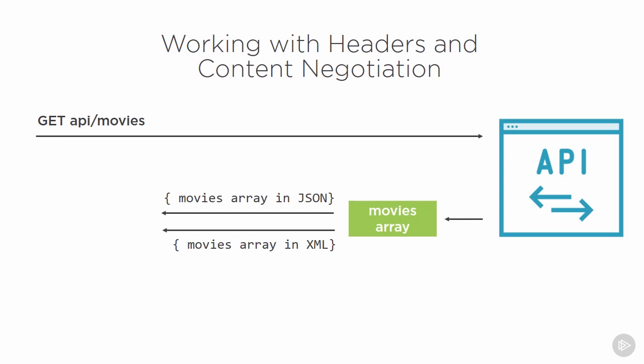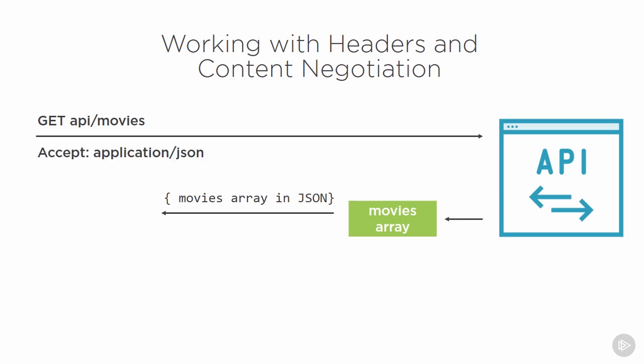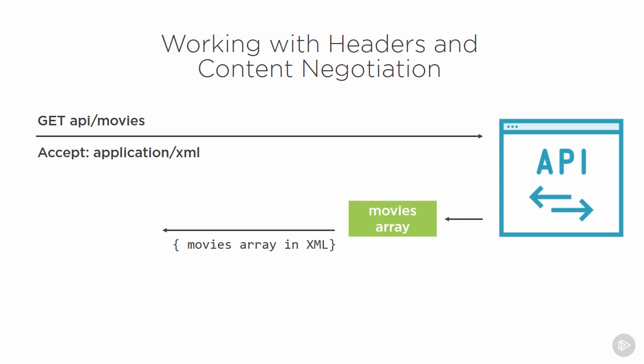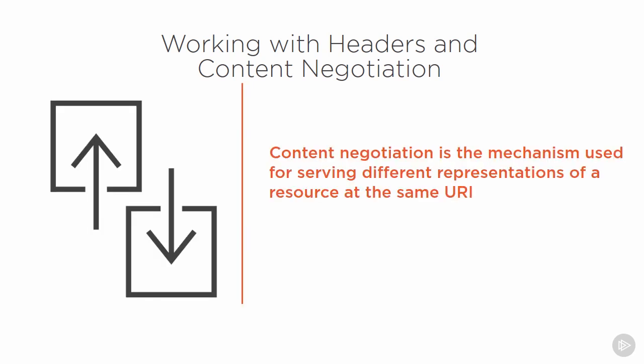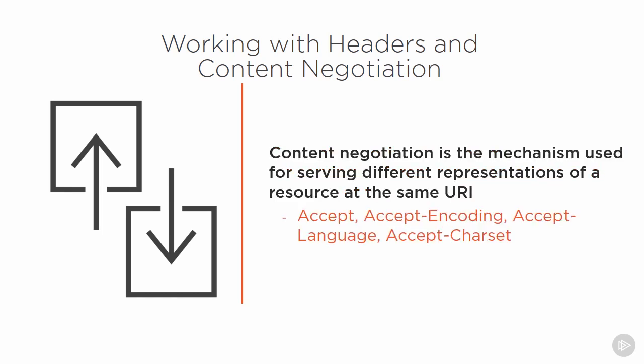Content negotiation allows the client to tell the API which representation is best suited for it by passing the media type through the Accept header. If it passes through an Accept header with value application/json, the API must return a JSON representation. If the value is application/xml, the XML representation must be returned. It's thus the mechanism that is used for serving different representations of a resource at the same URI. Accept is one of the headers used in content negotiation. Others are Accept-Encoding, Accept-Language, and Accept-Charset. Let's check this out with a demo.